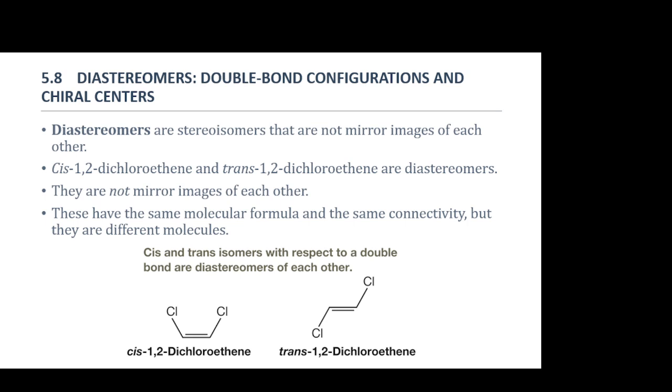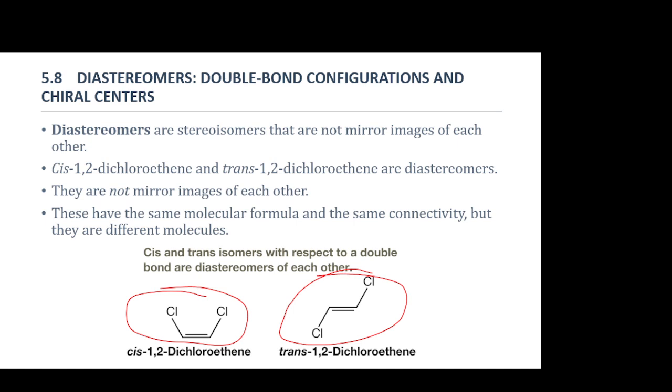Diastereomers. This is going to be double bond configurations, and we need to talk about them in terms of your chiral centers. So diastereomers are going to be stereoisomers that are not mirror images of each other. This was the cis-trans that we were talking about before. These can be diastereomers. So again, these are not mirror images of each other. Everybody see that okay? Yeah. They're also not superimposable, are they?